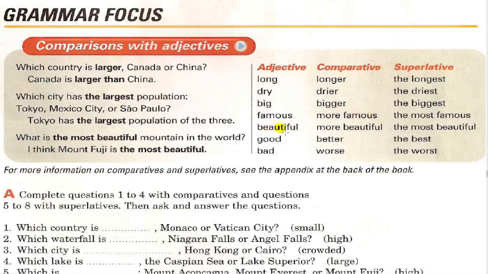Beautiful, more beautiful, the most beautiful. You have here vowels: one, two, three, four, five vowels. Yes, so this adjective has a lot of vowels. Beautiful, more beautiful, the most beautiful.